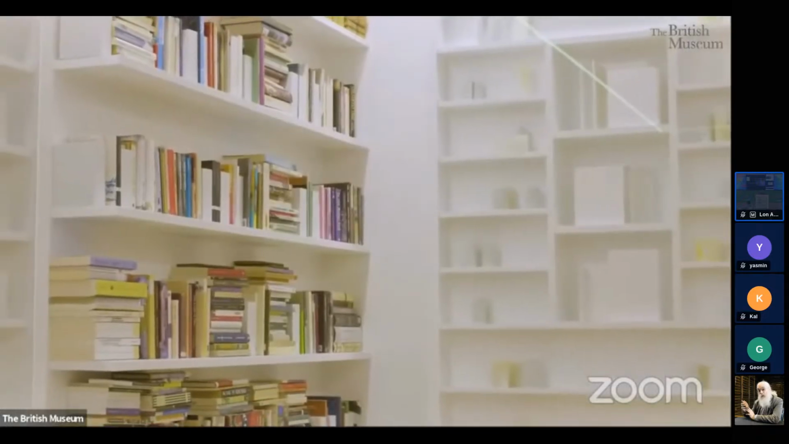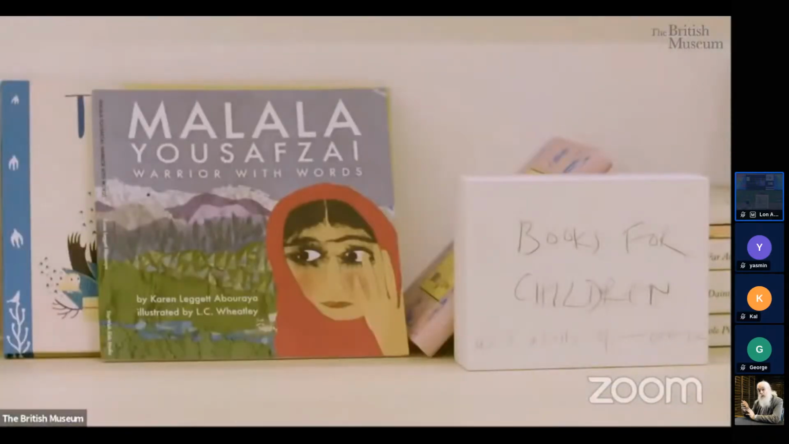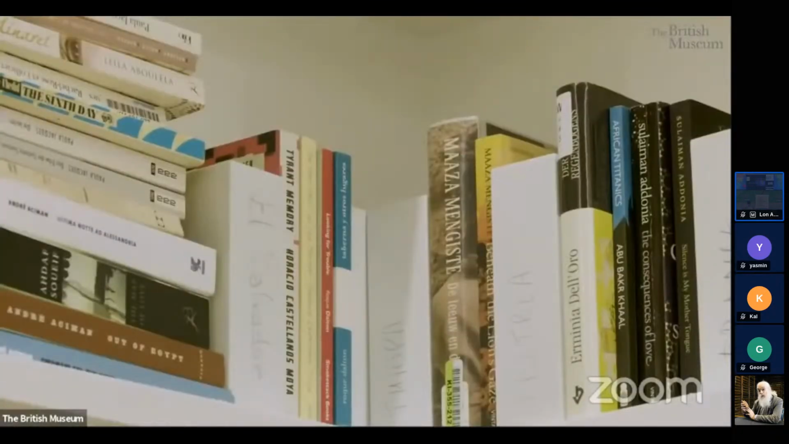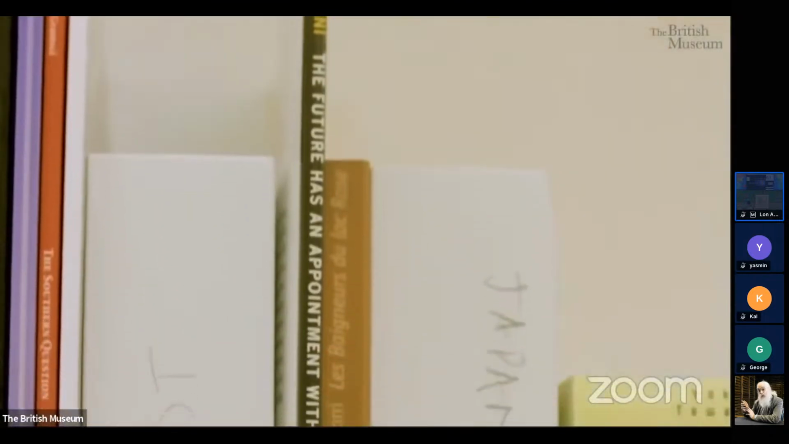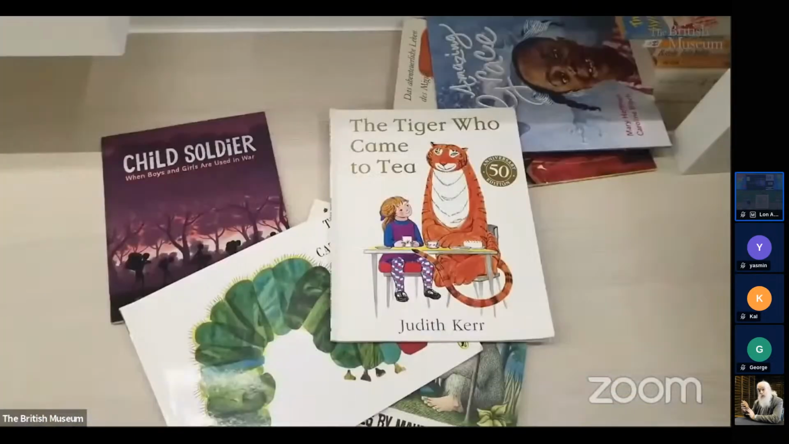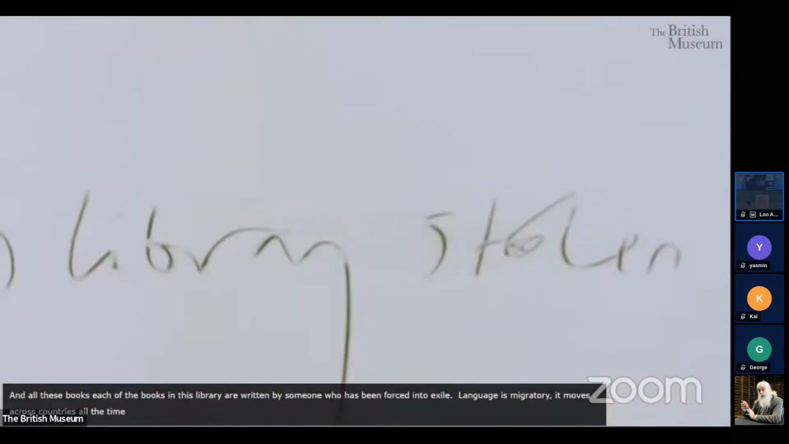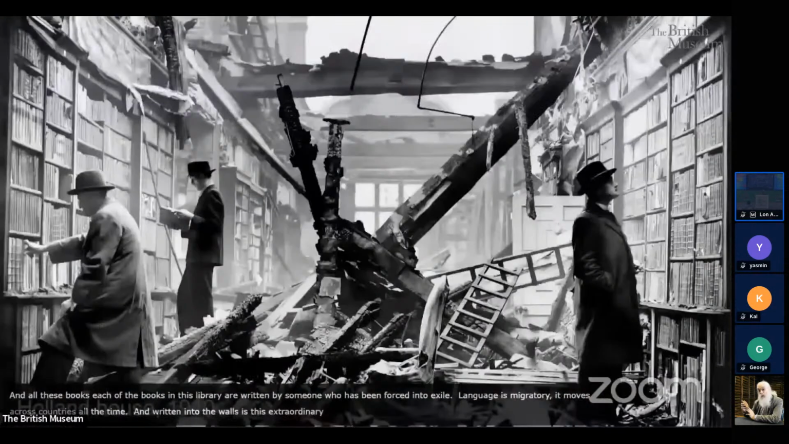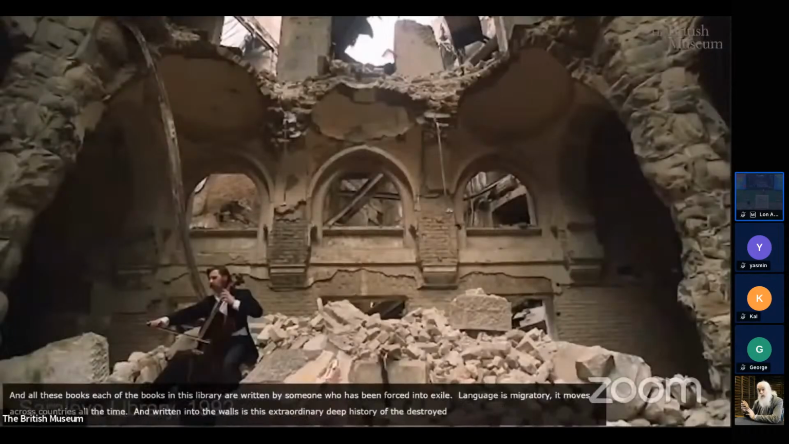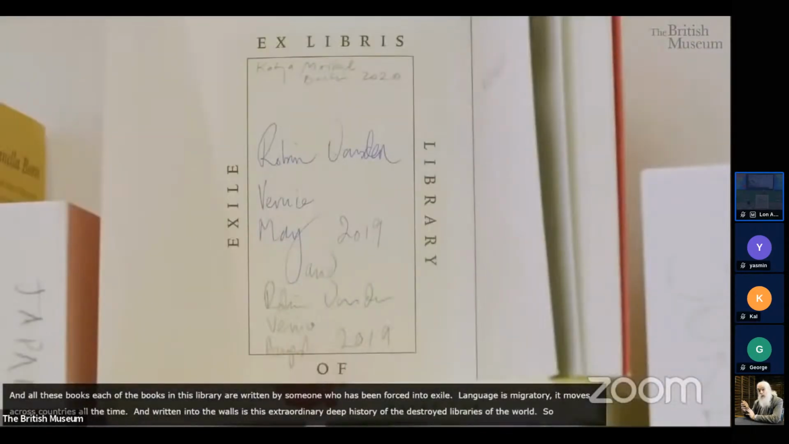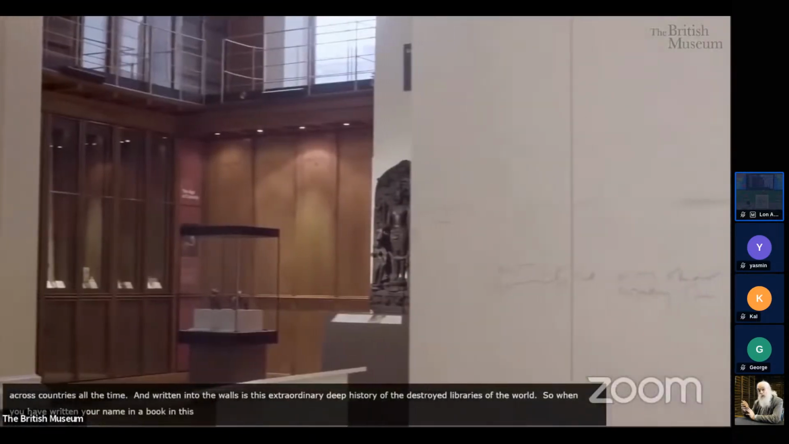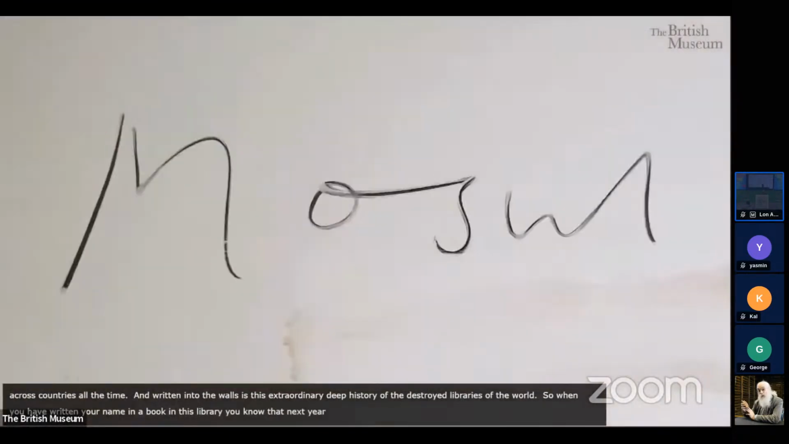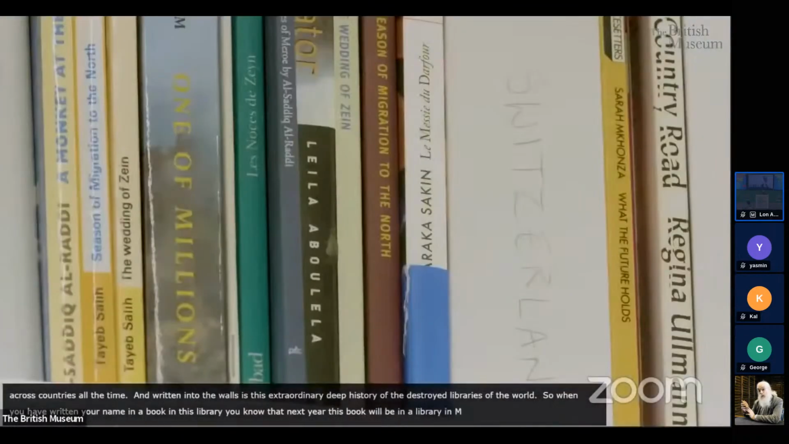It's a working library. It's a library stuffed full of books from all the way around the world. And all these books, each of the books in this library, are written by someone who's been forced into exile. Language is migratory. It's diasporic. It moves across countries all the time. And written into the walls is this extraordinary deep history of the destroyed libraries of the world. So when you've written your name in a book in this library, you know that next year this book will be in a library in Mosul. So it's a history of excellence.